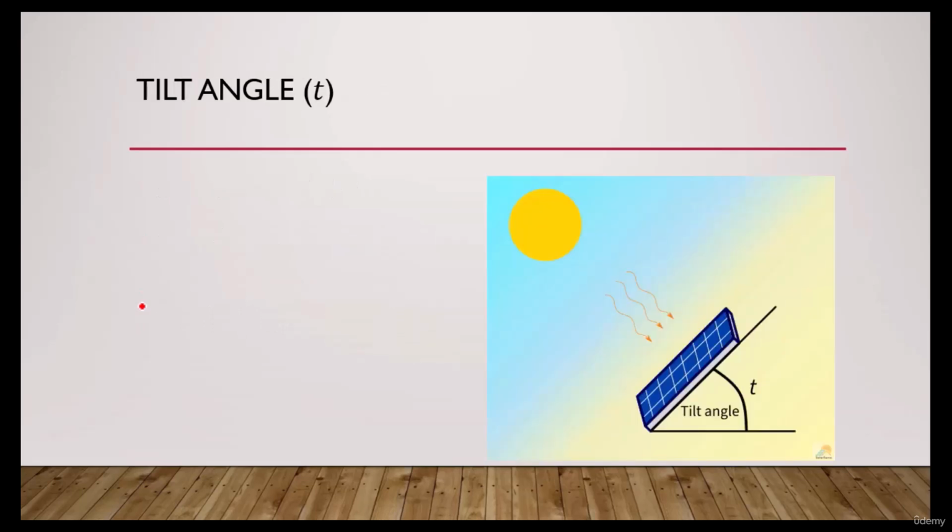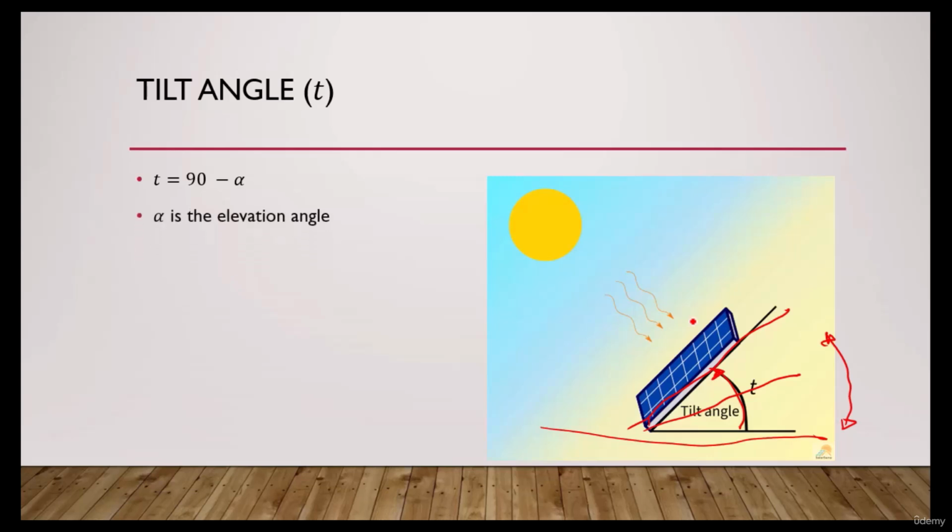Now let's talk about the last and final type of angle, the tilt angle. The tilt angle is the angle between the PV modules and the surface of the earth. It can be reduced or increased, but it has a specific range, and cannot go beyond it, or the solar panel will not be able to generate electricity from the sunlight. Basically, the tilt angle, T, is equal to 90 minus alpha, where alpha is the elevation angle.